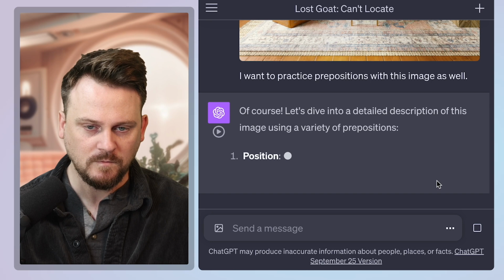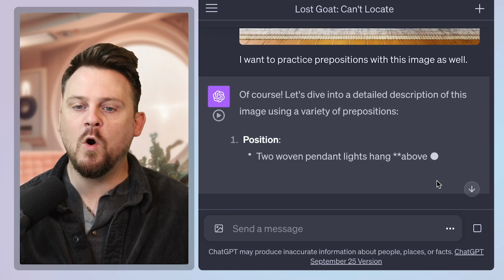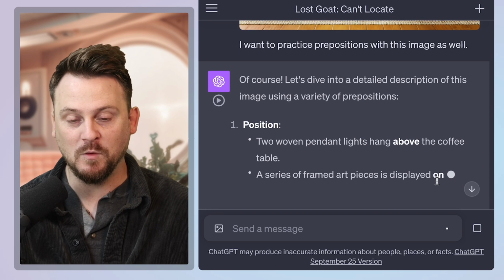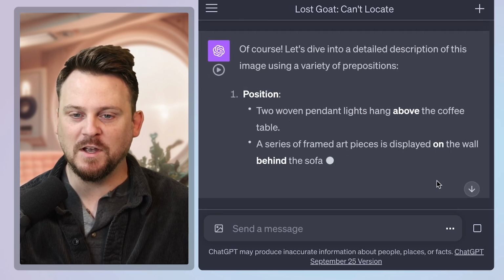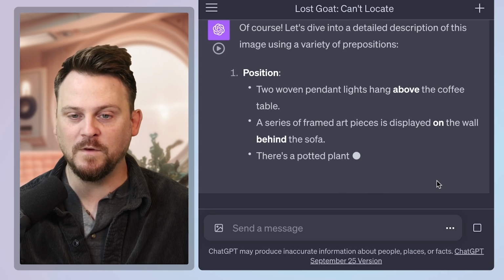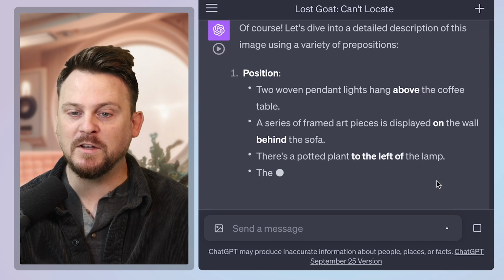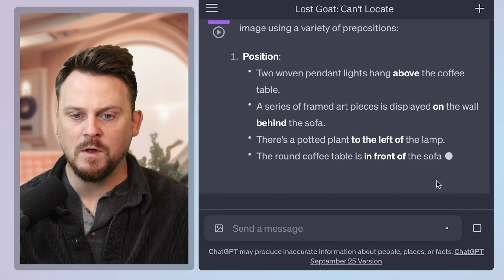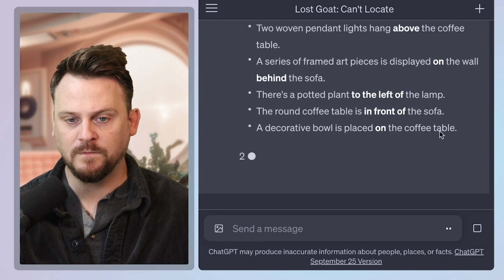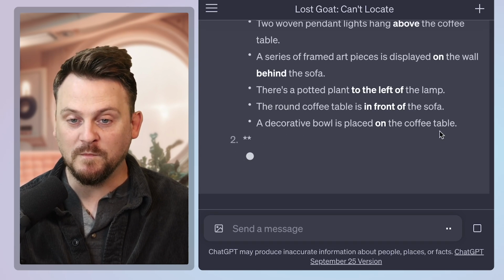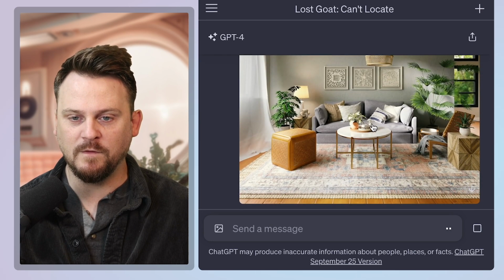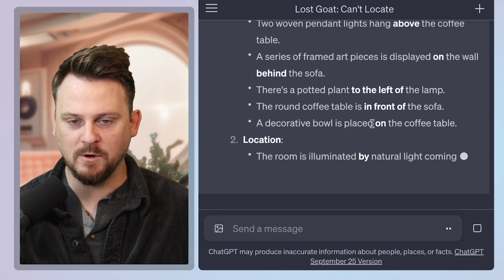Okay. Position. 2 woven pendant lights hang above the coffee table. Excellent. A series of framed art pieces are displayed on the wall behind the sofa. There's a potted plant to the left of the lamp. The round coffee table is in front of the sofa. A decorative bowl is placed on the coffee table. Yep, we got a decorative bowl on the coffee table. This is all really, really accurate.